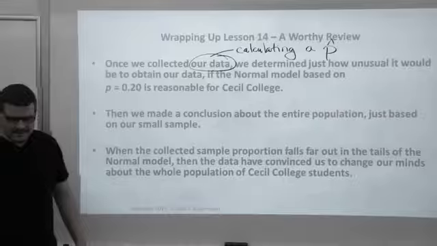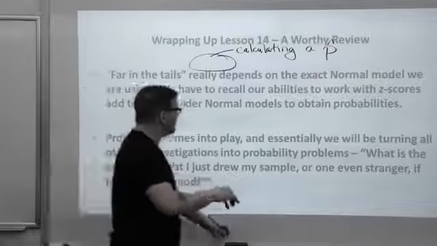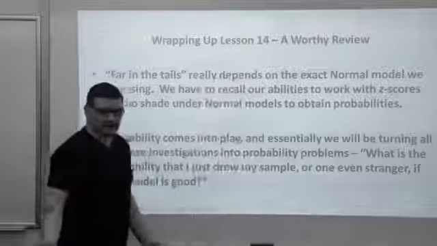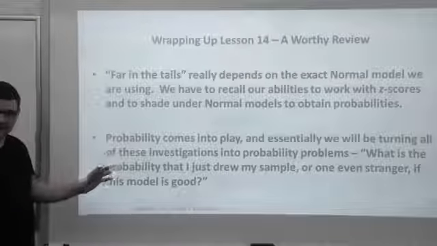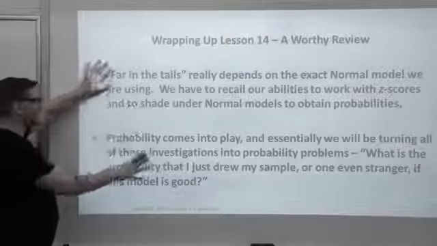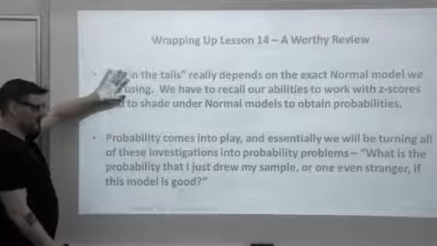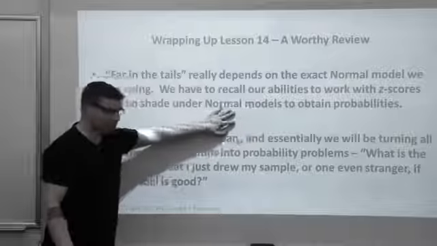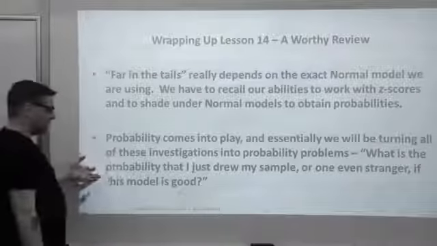Okay? Let me flip this. Far in the tails, a little bit arbitrary. But we know normal models. We know probabilities. We know z-scores. It's all based on that stuff we've been working all semester. Far in the tails really depends on the exact normal model we're using. And I like the way that I think here. We have to recall our abilities to work with z-scores and to shade under normal models to switch over to probabilities. All these problems turn into probability problems.